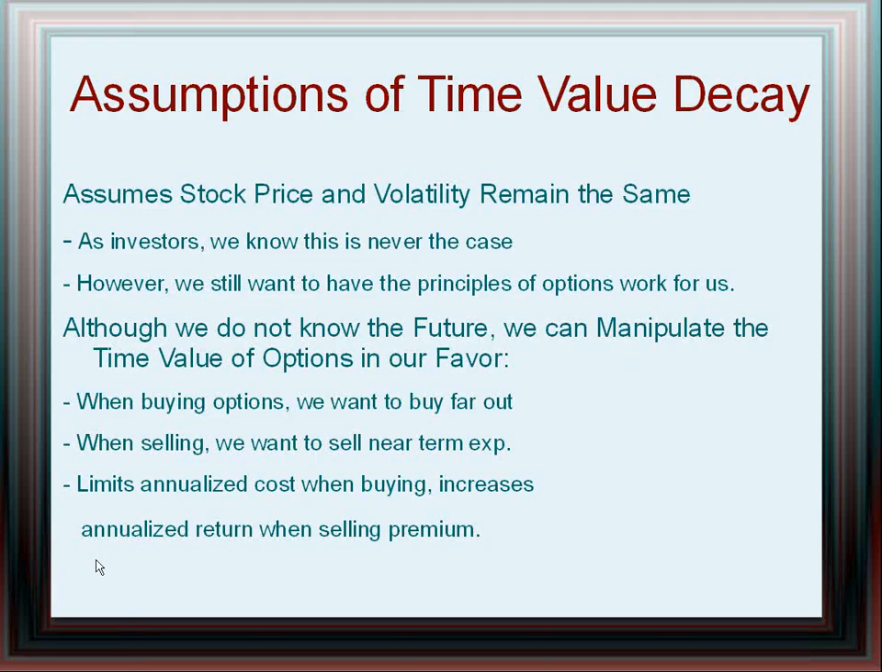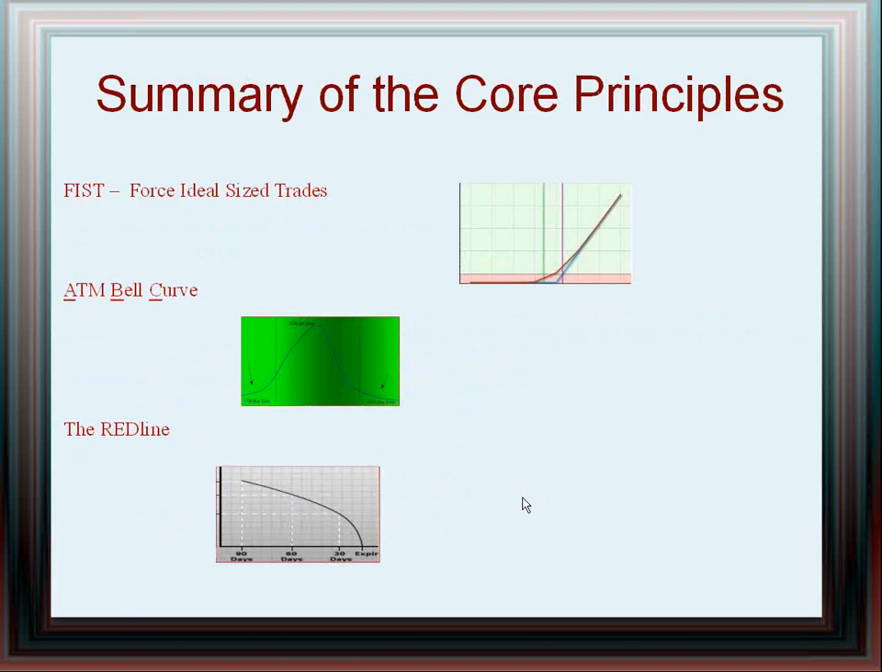And that also affects the selling. We get a higher annualized return when we sell premium month by month, but we get a lower cost per day when we buy further out in time. So those are just the brief summary of the 3 core principles of radioactive trading. Forcing an ideal size trade. We talked about the 3 bears there.